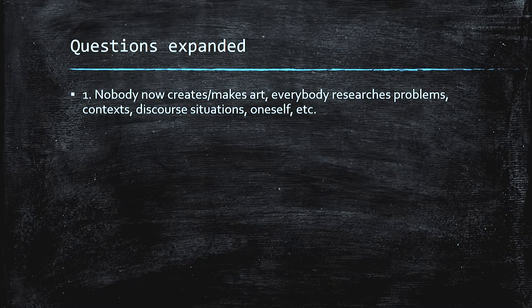I was reading some labels in the exhibitions over the last 10 years, for example. If you go to an exhibition, you see that nobody is making art anymore. If you read the artist statement, you see that the artist is researching problems, context, discourses, situations, oneself, etc. The language has changed a lot. How do you communicate about your artistic practice?